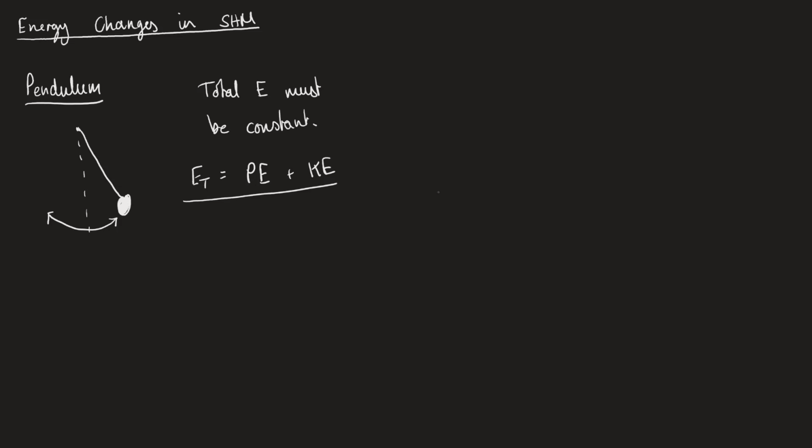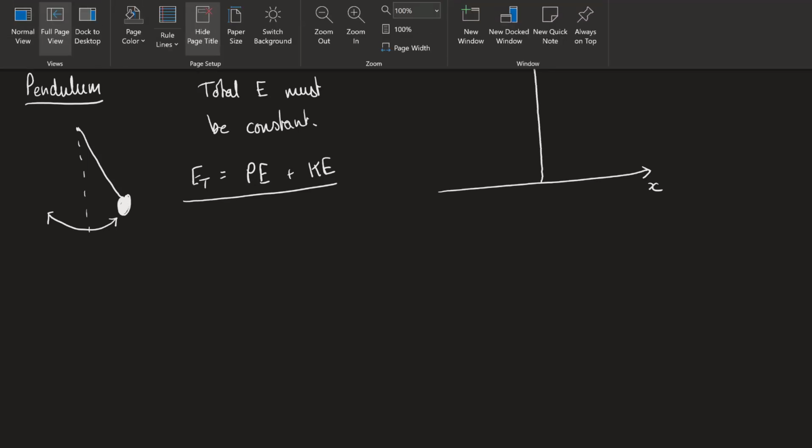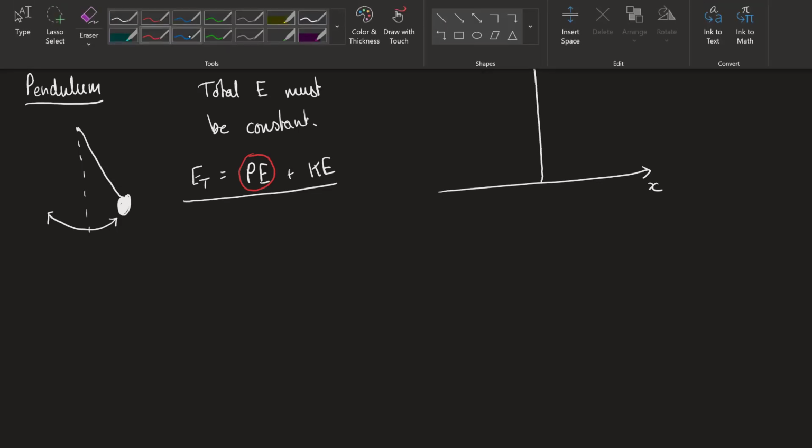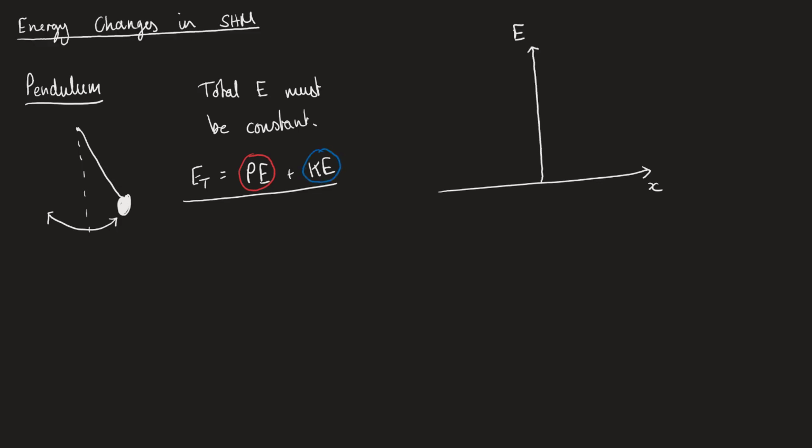So we're going to draw a graph that has the displacement along the bottom. So this is just x. So this is the positive direction of x, and then the y-axis is just going to be the energy. Okay, now I'm going to use some different colors. I'm going to say that the potential energy is in red, and let's then have the kinetic energy in blue. And we're going to define this system so that we have a positive displacement on this side, and a negative displacement on this side.